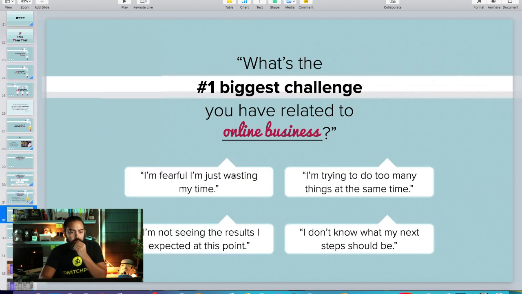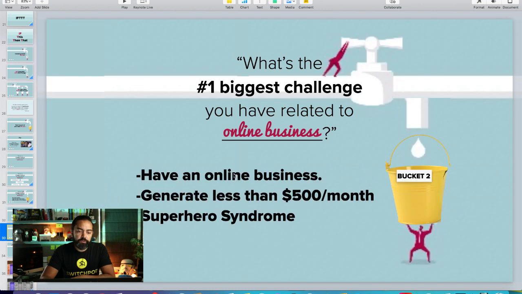Next, here was a second set of people that we saw. I'm fearful, I'm just wasting my time, I'm trying to do too many things at the same time, I'm not seeing the results I want, I don't know what my next step should be. So they started, but they haven't yet gotten really any results. So these are people who, in our surveys, were making less than $500 a month. They have what's called superhero syndrome. Let me know if that's you. This was me for years.